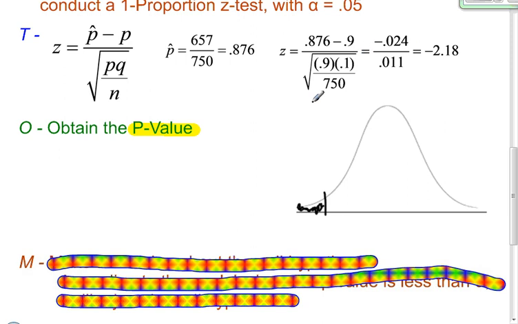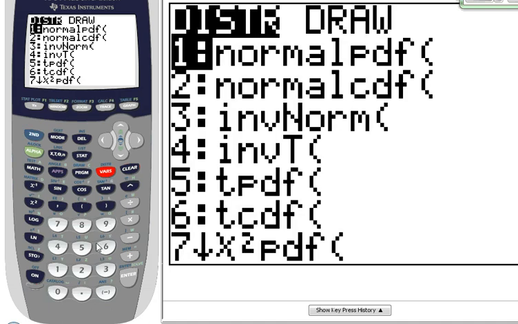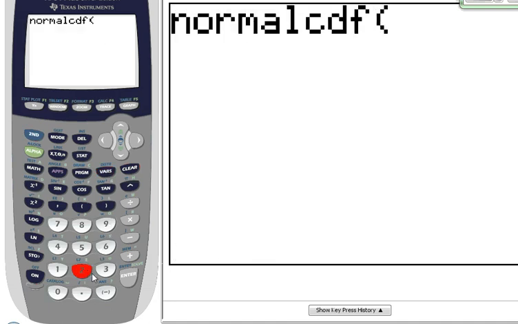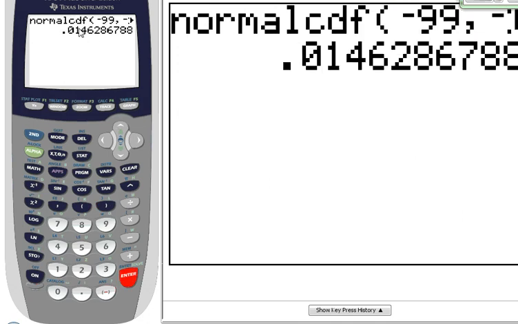So now I can jump to my calculator. I'll go ahead and pull up my calculator real quick. There it is. In my calculator, I'm going to use normal CDF, so second vars, and go to number 2, normal CDF from negative 99 to my test statistic, which is negative 2.18. And when I hit enter, I get a p-value of 0.014 or 0.015, depending on how you want to look at it.